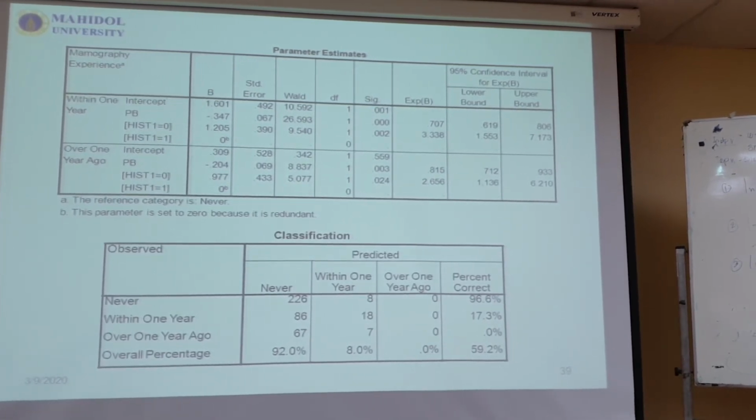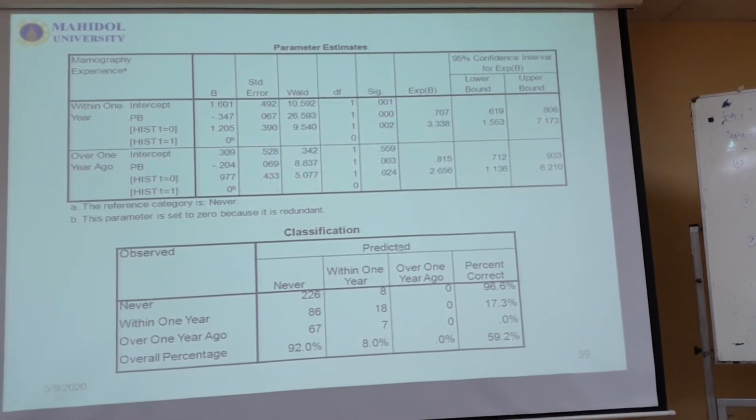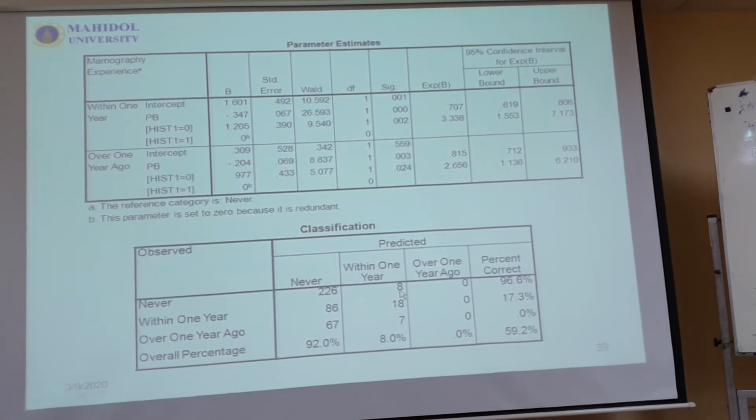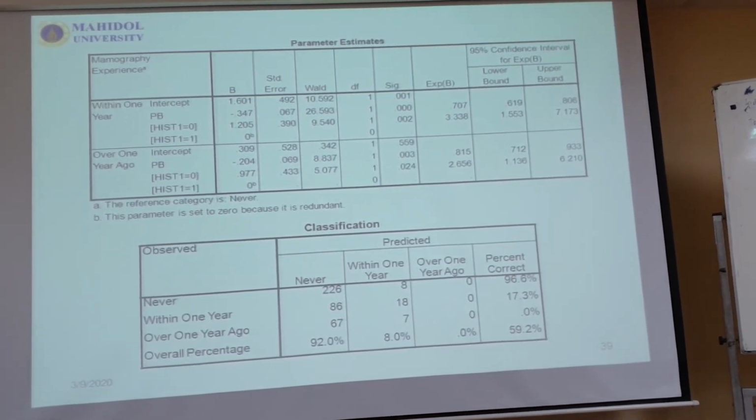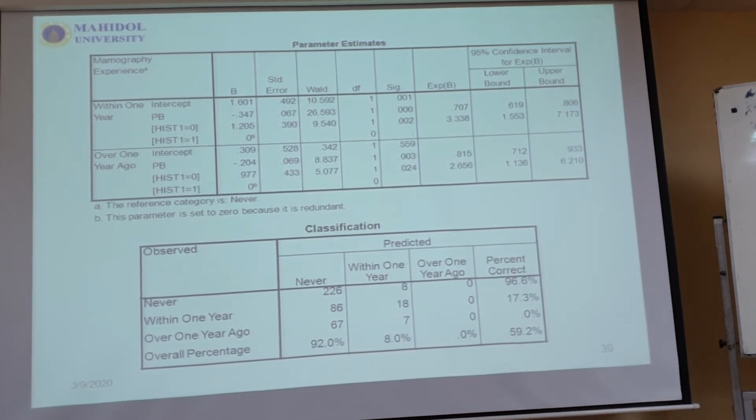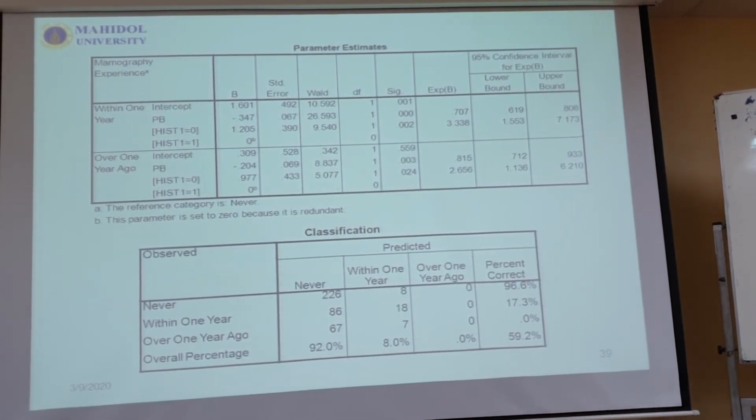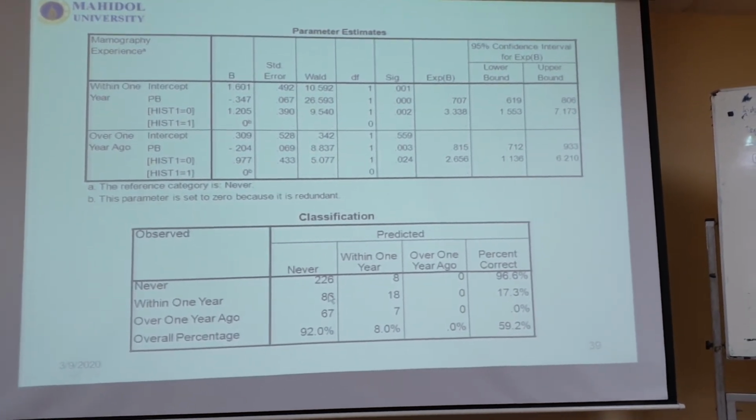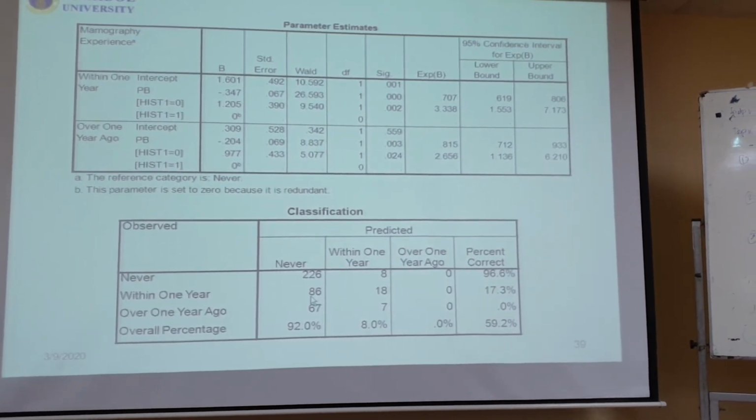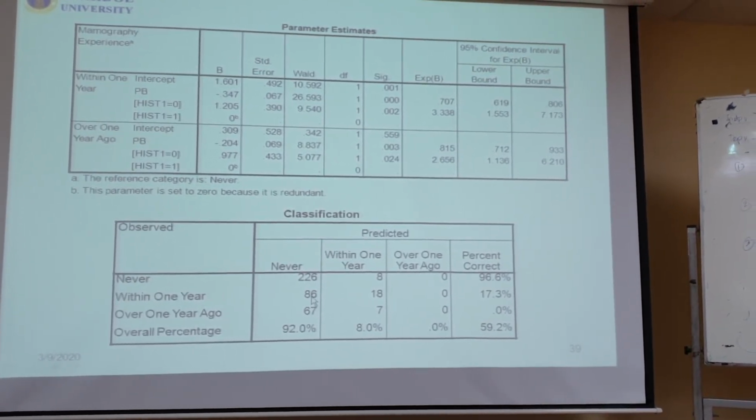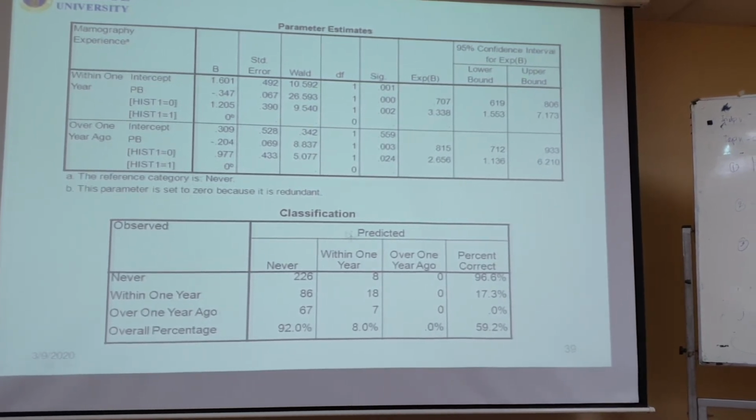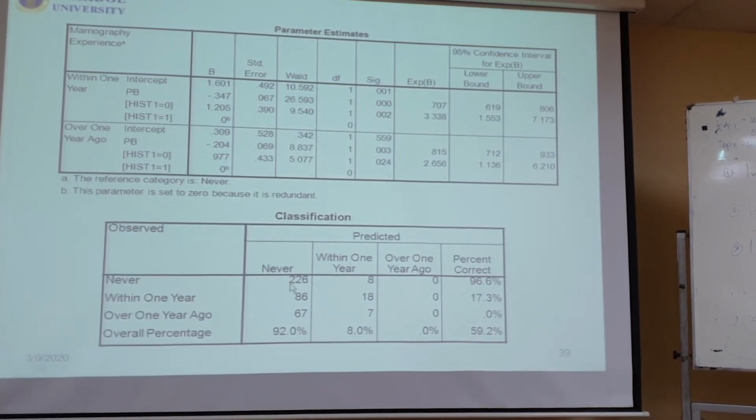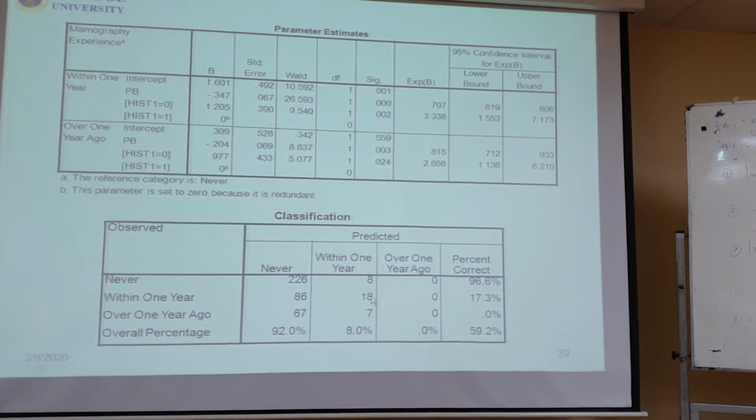Observed said never, but the prediction said within 1 year, right? So is this the correct prediction or a wrong prediction? Wrong prediction, right? So these are wrong. And what about 86? Right or wrong? Also wrong, because observed said within 1 year, but predicted said never. So this is wrong. The diagonal line is the right prediction.